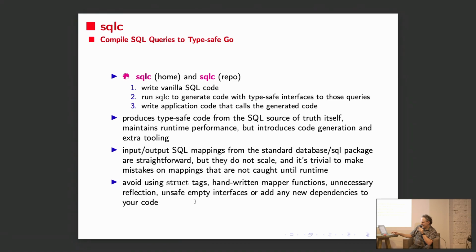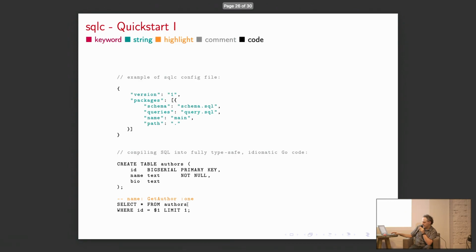Then it is wise to avoid using struct tags, handwritten mapper functions, unnecessary reflection, unsafe empty interfaces, or adding any new dependencies to your code. This is a list of suggested good practices to avoid getting into trouble. And yes, it's over. And here we have another chunk of examples.